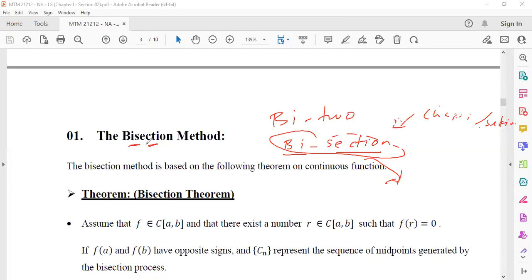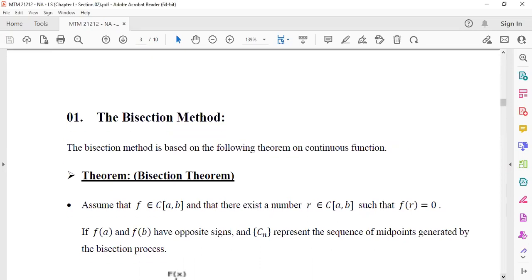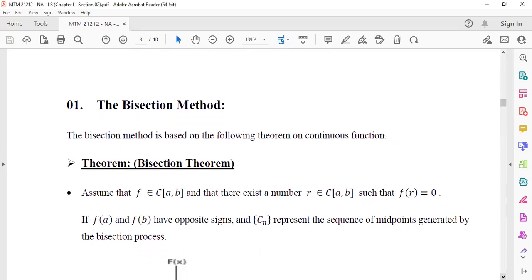That's a fundamental idea. Anyway, let's see what it is. Okay, let me continue. So the bisection method. The bisection method is based on the following theorem on continuous functions. So this bisection method works by this theorem. This is an important theorem. Sometimes it may come up in exams. So let's understand it clearly. No need to memorize.